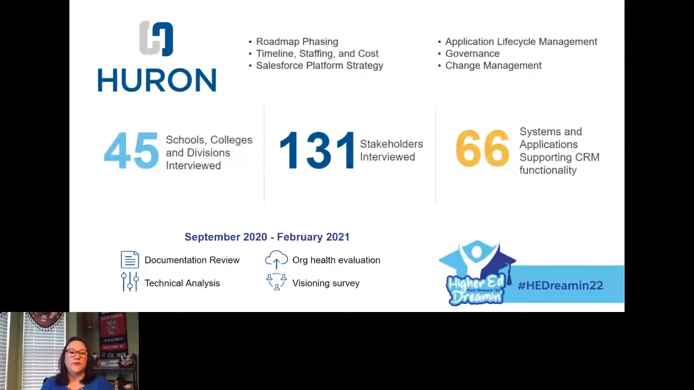So for a handful of months, they went through all of our documentation. They did a technical analysis. They did org health evaluation on our existing orgs, and they even conducted a visioning survey amongst our stakeholders. They uncovered 66 different systems and applications that we need to consider when it comes to integrating with our orgs. And they interviewed 131 stakeholders across 45 different schools, colleges, and divisions. And guess what they heard?